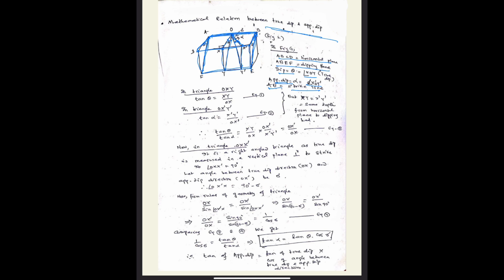Now we will deduce the relation between the true dip, apparent dip, and the angle between the true dip direction and apparent dip direction. So this is the true dip direction, this is the apparent dip direction. Let us see these two triangles. Triangle OXY is the triangle for the true dip direction, and triangle OX'Y' is the triangle for apparent dip direction.